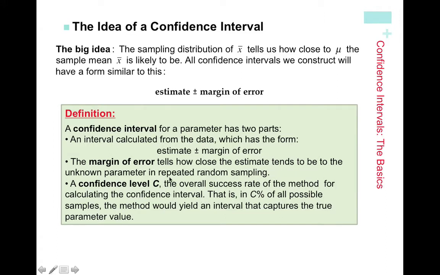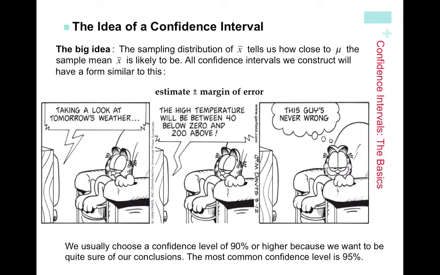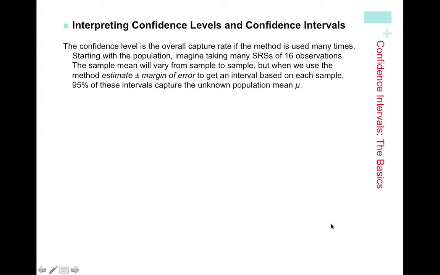So if you remember, we did a problem with M&Ms. Everybody in the class created an interval, and we looked at how many of those intervals actually captured the true proportion. So that's just what the confidence level means. Usually we use 90% or higher. 90, 95, 99 are the most commonly used ones. We can't ever be 100% confident because you'd have to have a very large interval.